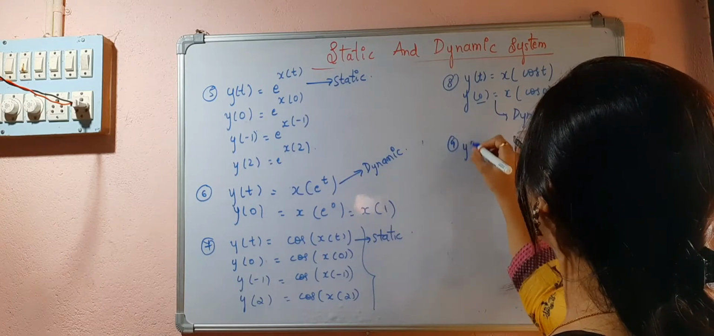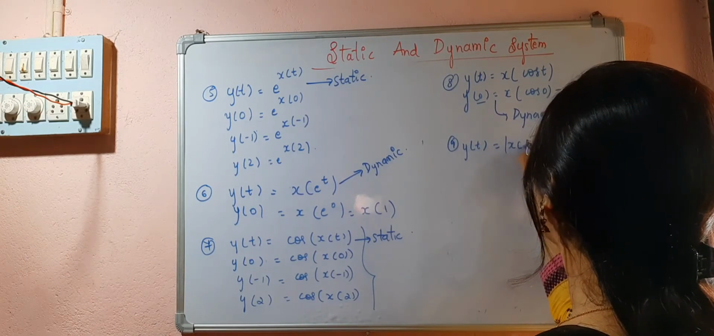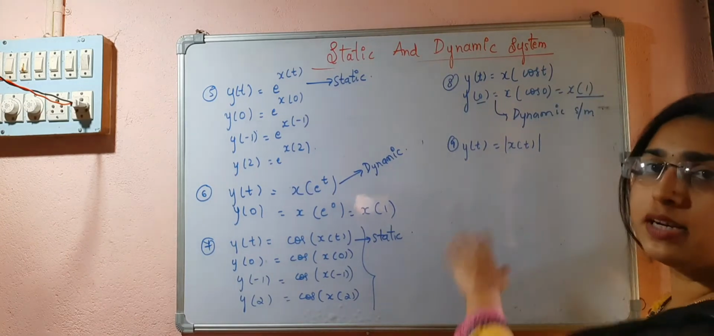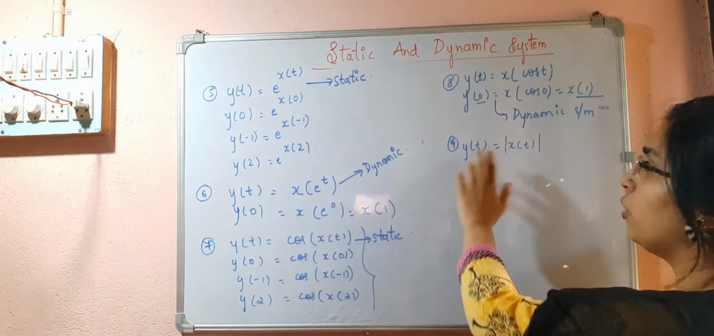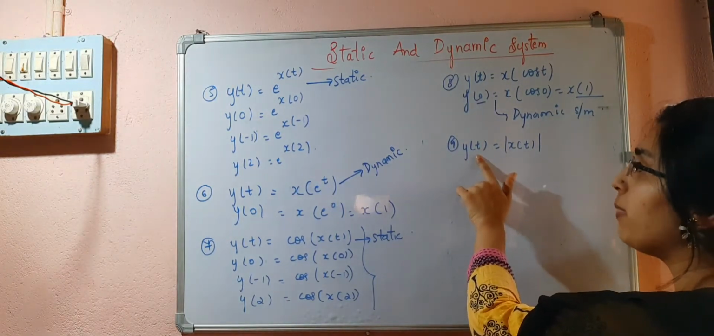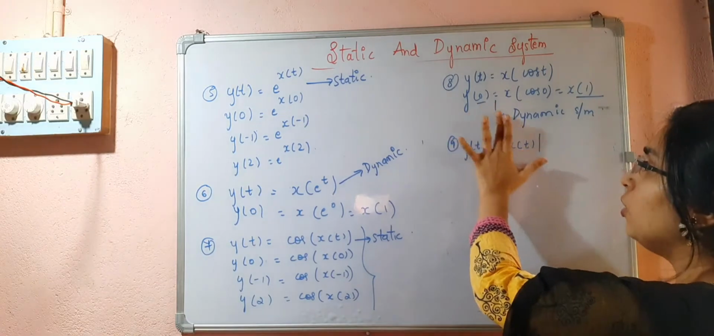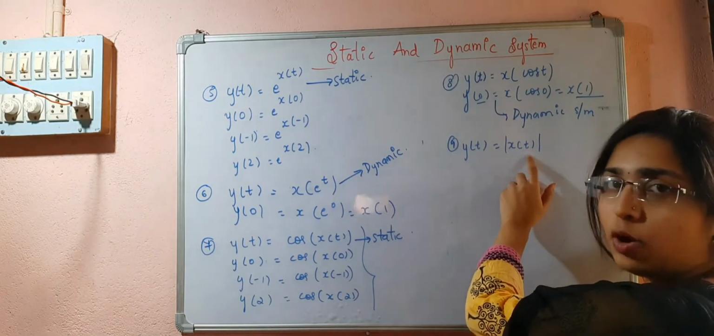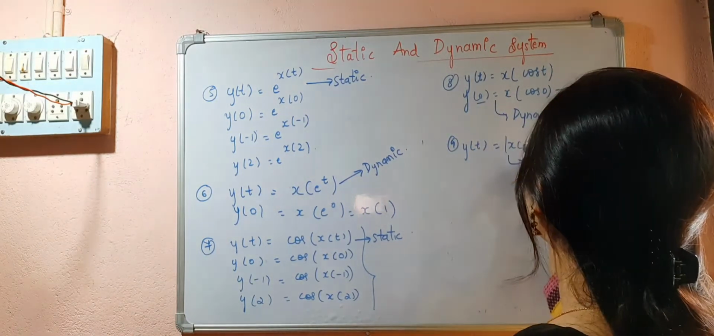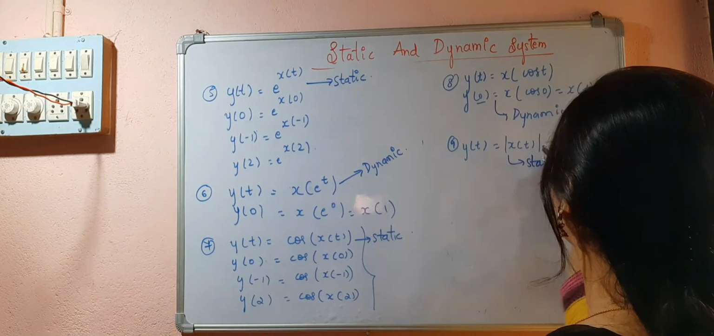Okay. So y of t is equal to mod x of t. So this also depends only on the present input. y of 0 is x of 0. y of minus 1 is x of minus 1. Don't consider the mod because I am performing the operation on the output here. Okay, so this is a static system.